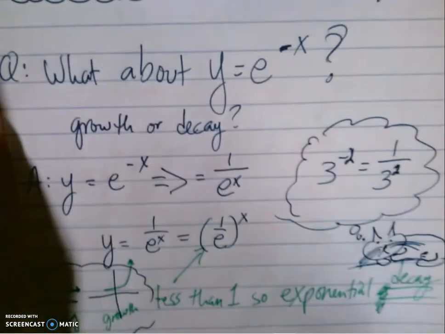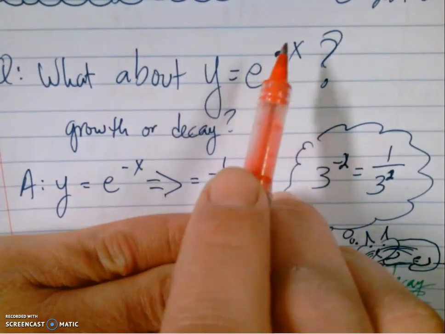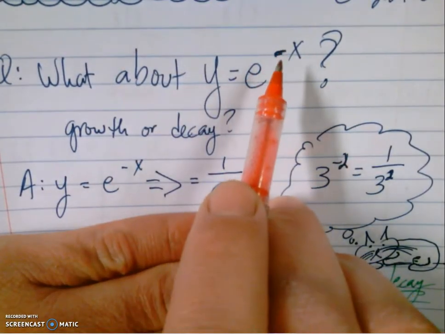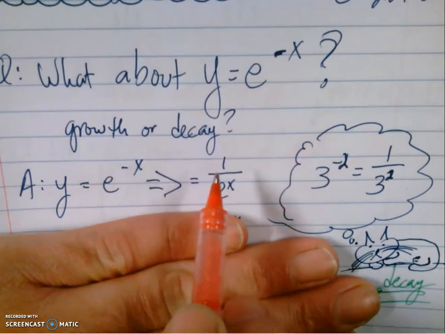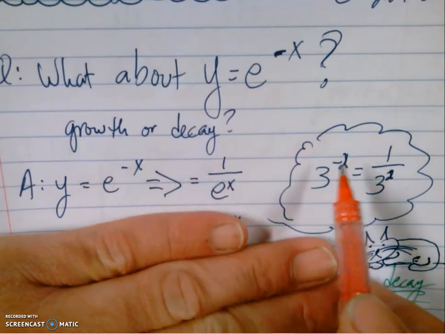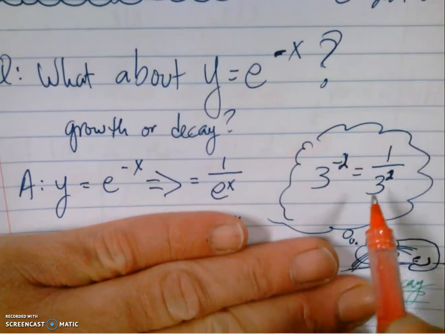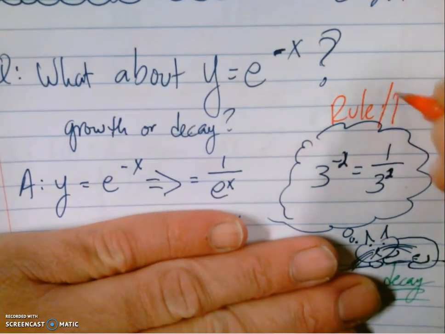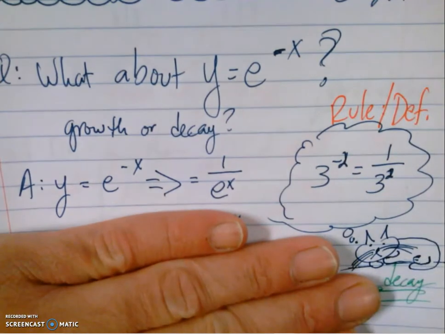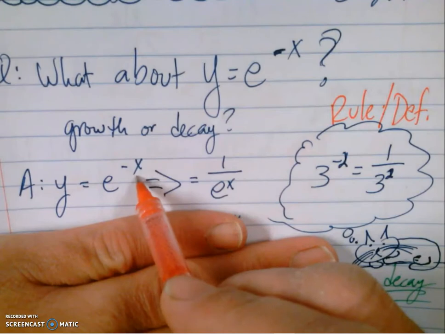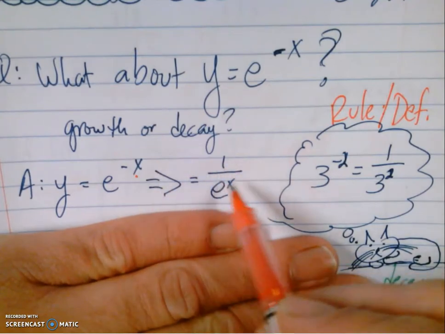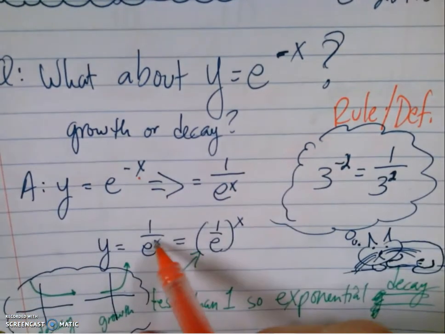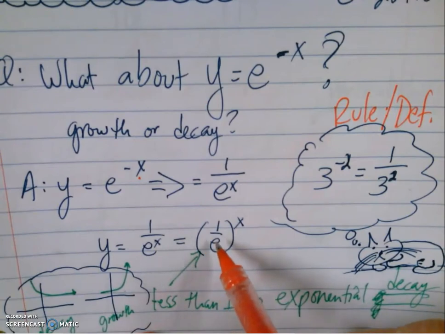Now, they give you this, and you say, okay, what about E to the negative X? Well, a negative exponent just means flip-flop it. Again, 3 to the negative 2 would be 1 over 3 to the 2. This is the rule. This is the definition. That's how they define negative exponents. So if you have this, you can rewrite it as this. And you're like, I still don't recognize this. Well, this could be written as this.